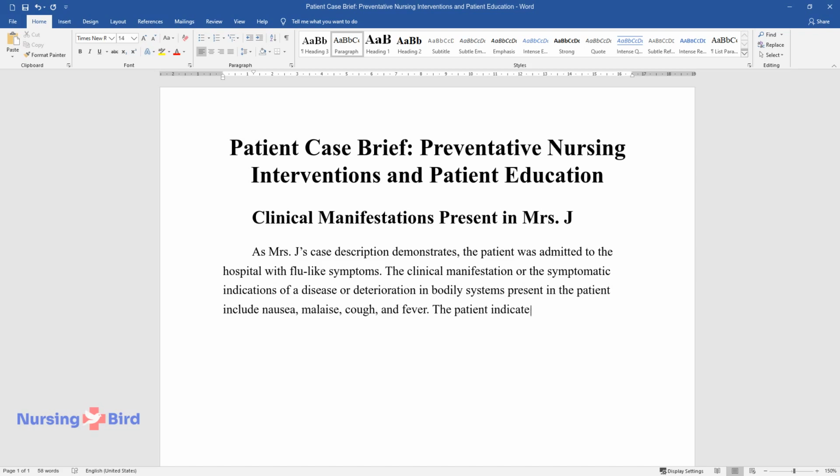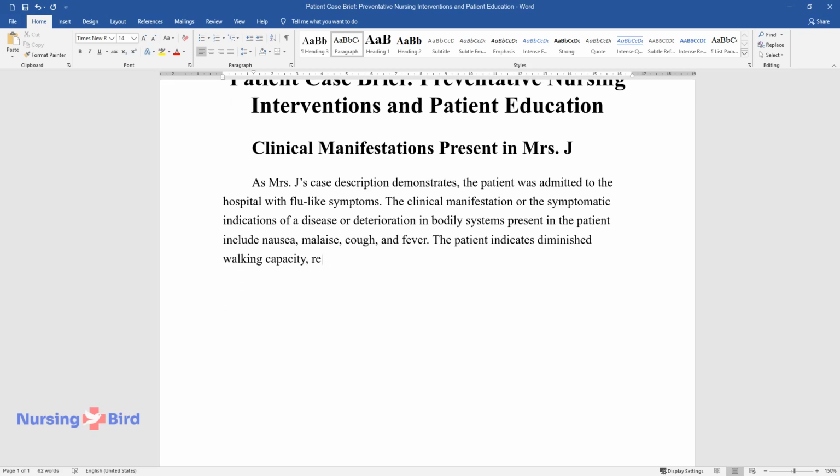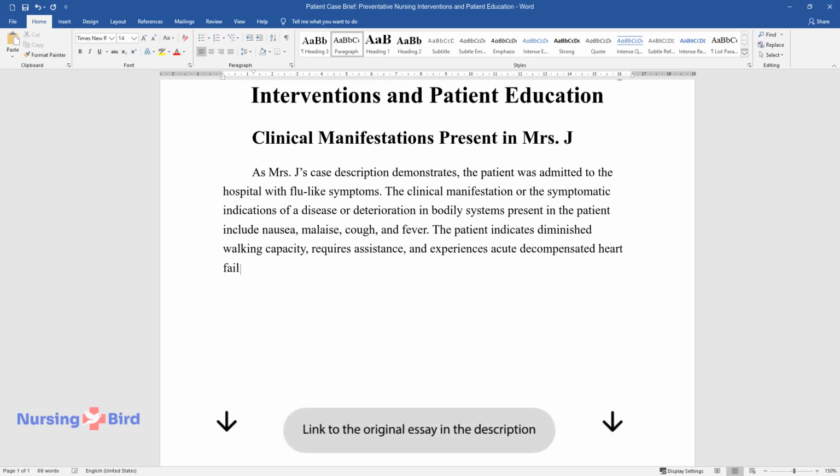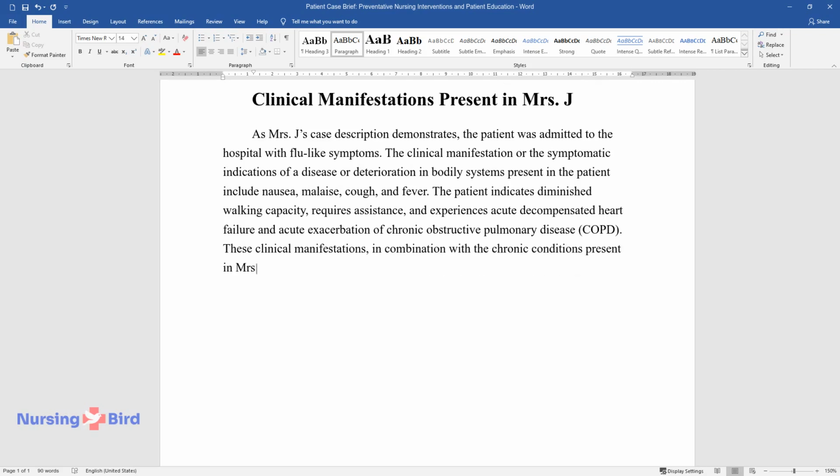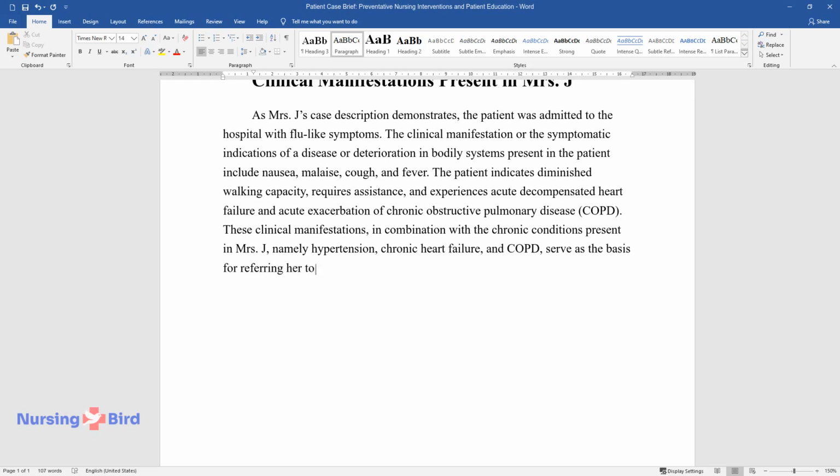The patient indicates diminished walking capacity, requires assistance, and experiences acute decompensated heart failure and acute exacerbation of chronic obstructive pulmonary disease, COPD. These clinical manifestations, in combination with the chronic conditions present in Mrs. J, namely hypertension, chronic heart failure, and COPD, serve as the basis for referring her to the hospital.